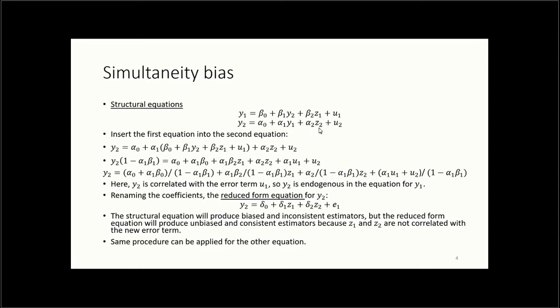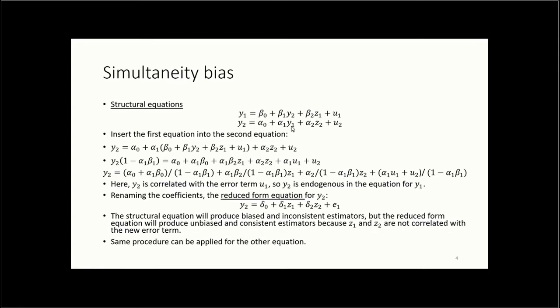So what we have here in these structural equations is that we have two endogenous variables, y1, that's a dependent variable here, but independent variable here, and y2, which is a dependent variable here, but independent variable here in the first equation. And then we have two variables that are exogenous and only occur in each of these equations. So structural equations basically would have these endogenous variables in here as well.